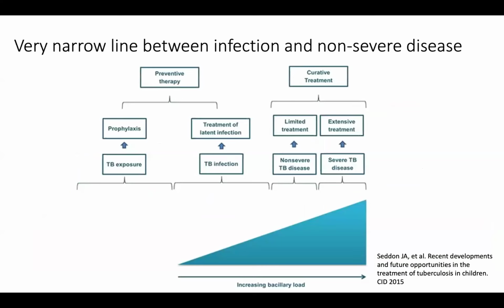And there's actually a very narrow line between infection and non-severe disease. And I think sometimes it can actually be quite difficult to know whether somebody has non-severe disease and may need very limited treatment, or whether the patient actually has a latent infection that we are treating. And so there can be challenging clinical cases, but the idea that we really have is that we need to examine the patient and use all of the clinical data that we have available to decide if we have disease or if we need to treat infection.